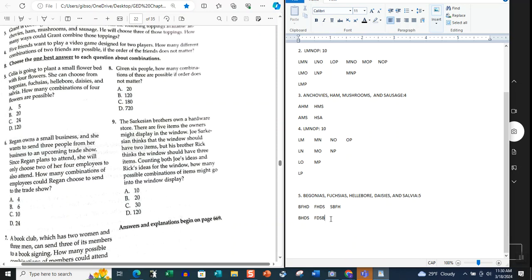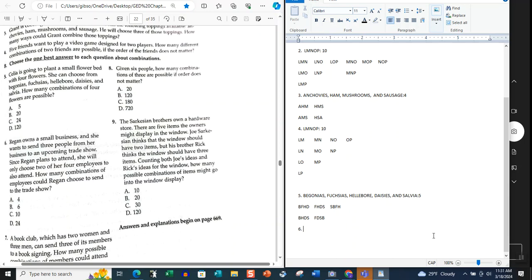All right. Now, we go here to number 6. Regan owns a small business and she wants to send 3 people from her business to an upcoming trade show. Since Regan plans to attend, she will only choose 2 of her 4 employees to also attend. How many combinations of employees could Regan choose to send to the trade show? She wants to send 3 people from her business. So she's going to choose 2 of her 4 employees.